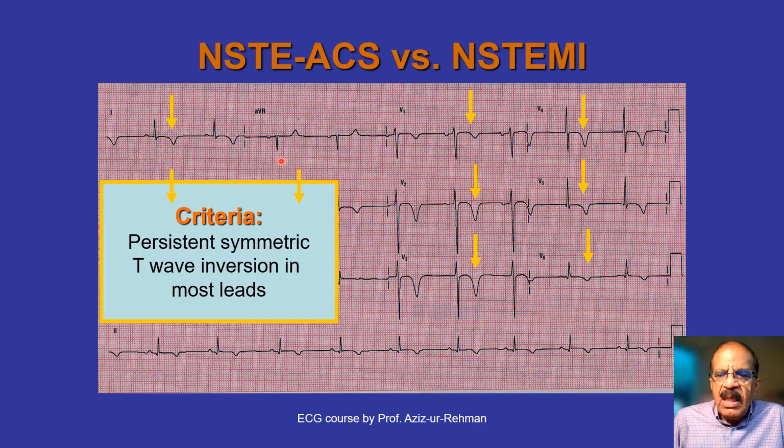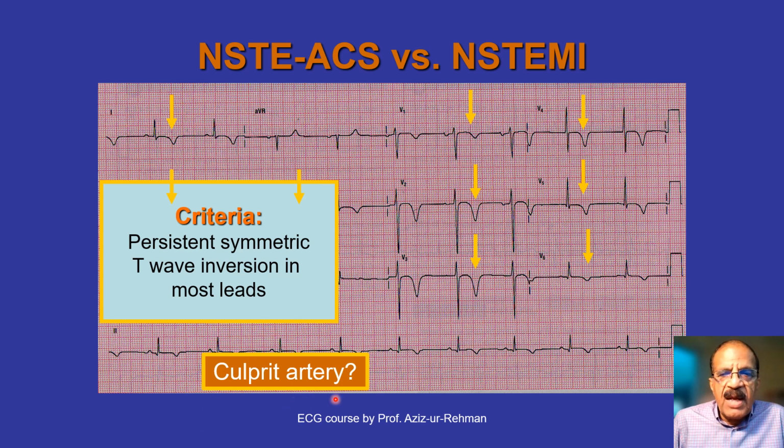What are the criteria? Persistent symmetrical T wave inversion in most leads. I don't say in all leads, but in many leads. Generally speaking, persistent T wave inversion in NSTEMI is widely distributed and is usually seen in multiple leads. And these T wave inversions are usually symmetrical and deep and present in maximum leads. If you follow this patient for several hours, unless the patient is revascularized or reperfused, these changes might disappear. Otherwise, these changes persist for several, maybe days. So this is NSTEMI.